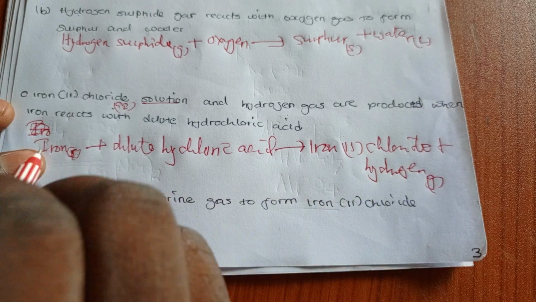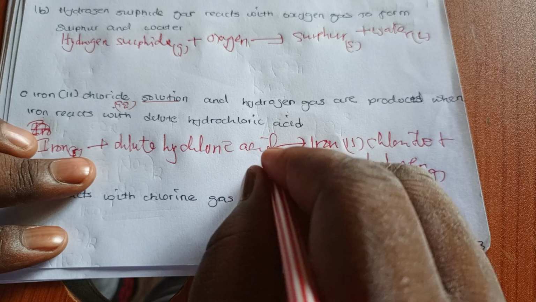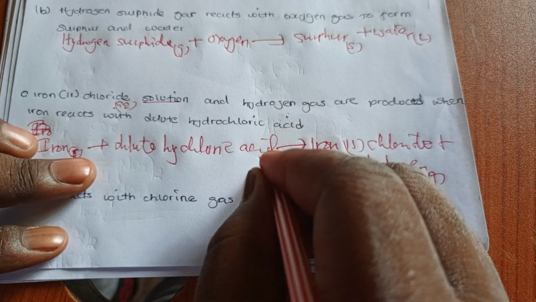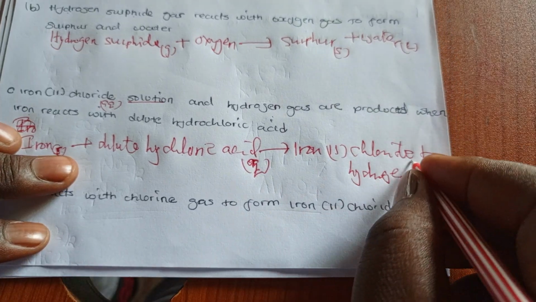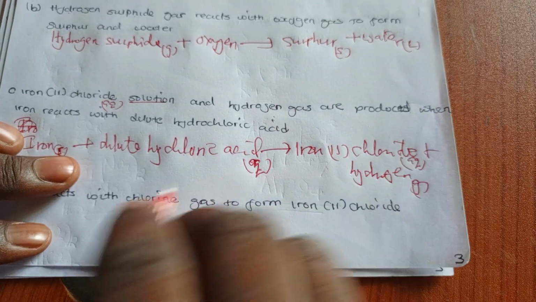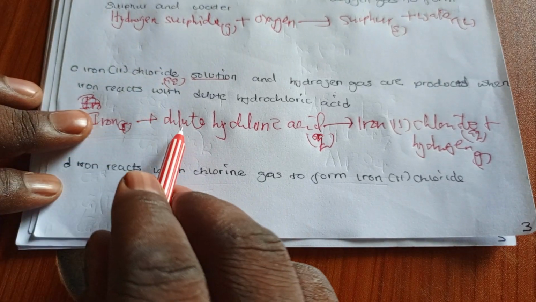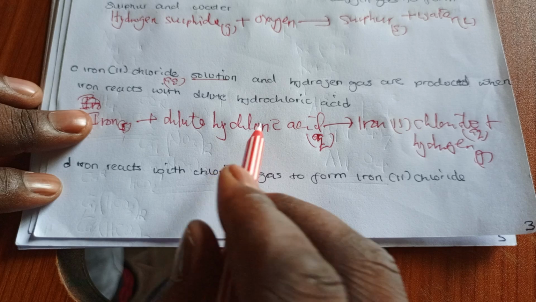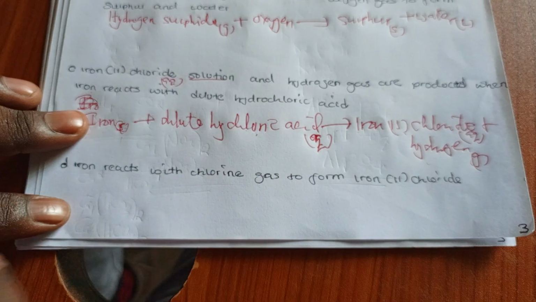So iron is a solid. Hydrochloric acid is aqueous. Don't forget, all acids are aqueous. This one is also aqueous here like this. So this is the word equation: iron plus dilute hydrochloric acid gives us iron(II) chloride plus hydrogen gas.